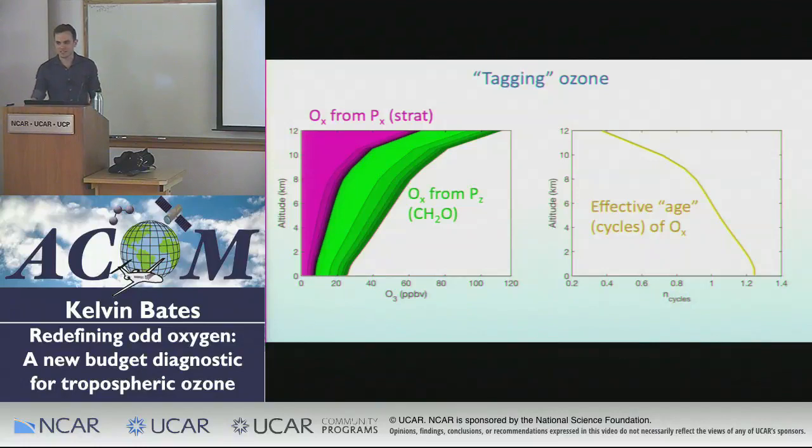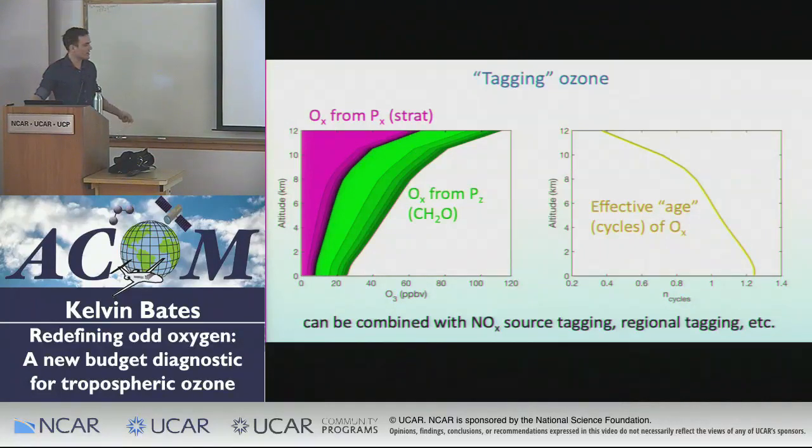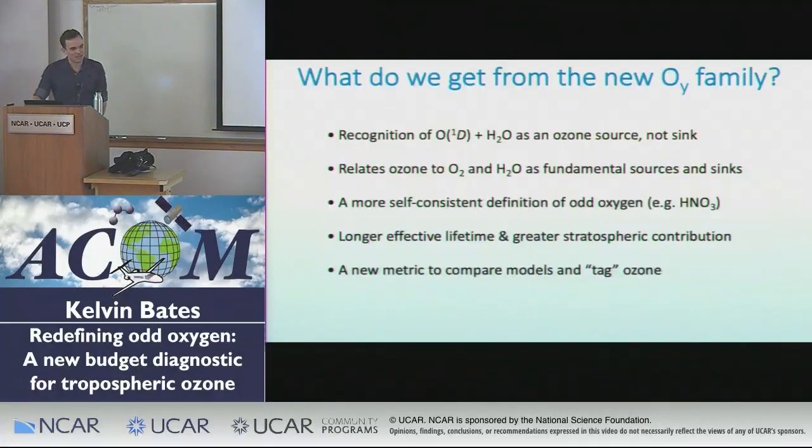Unclear quite how useful this is, but it is, like I said, another fun thing that we can play around with in this new framework. Still playing around with all of the other things we can do with it, including the fact that this can be combined, of course, with NOx source tagging, regional tagging, and all of those fun things. The problem being that every additional tag makes for many more reactions to add in and many more species to track, unfortunately. So this is about as far as we have taken this whole extended odd oxygen family framework so far.